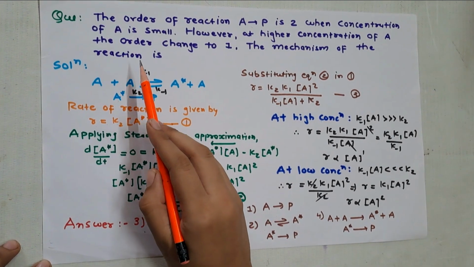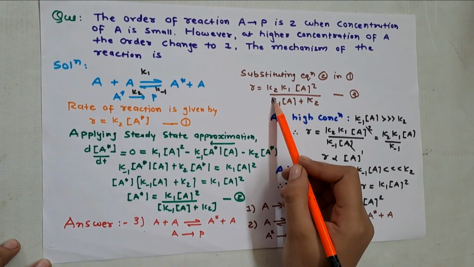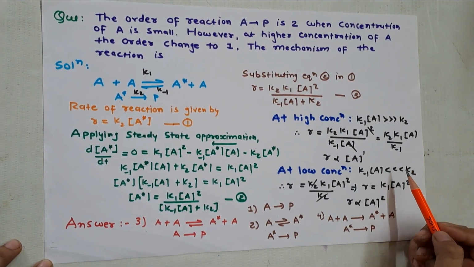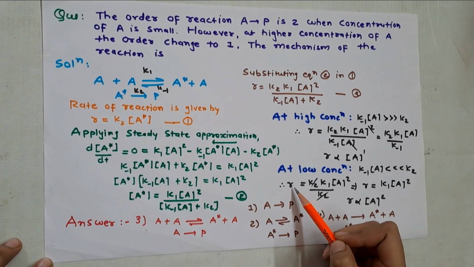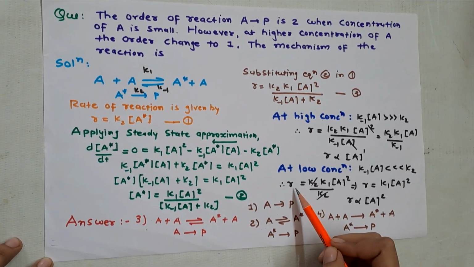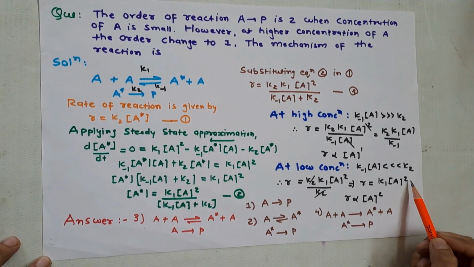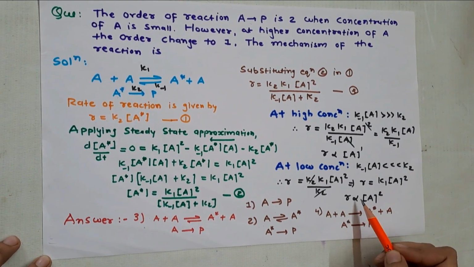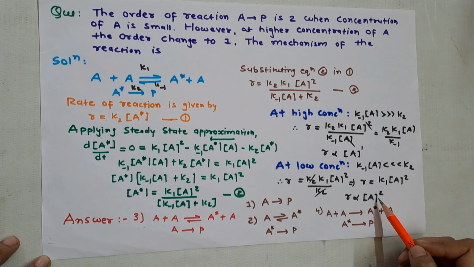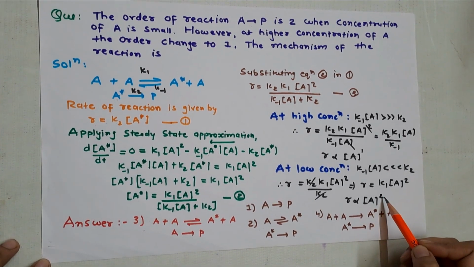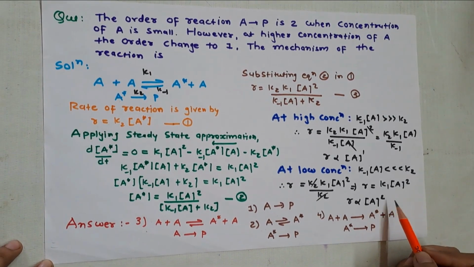At low concentration we can neglect these terms. So from this equation we get R is equal to K1 into the concentration of A squared. So the rate of reaction is directly proportional to the concentration of A squared. So it is a second order reaction.